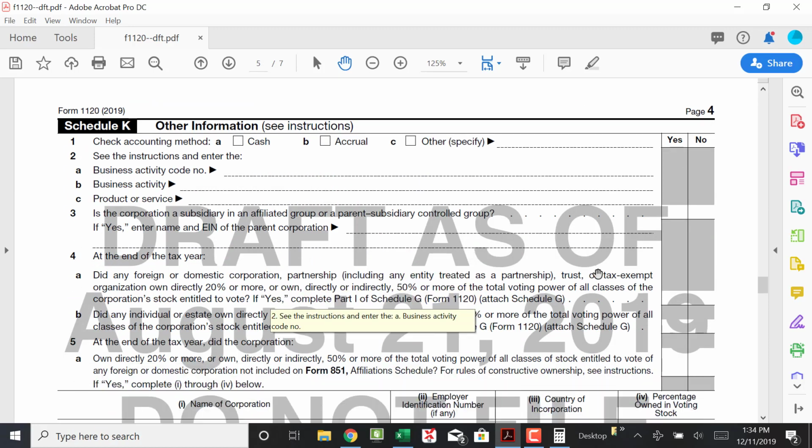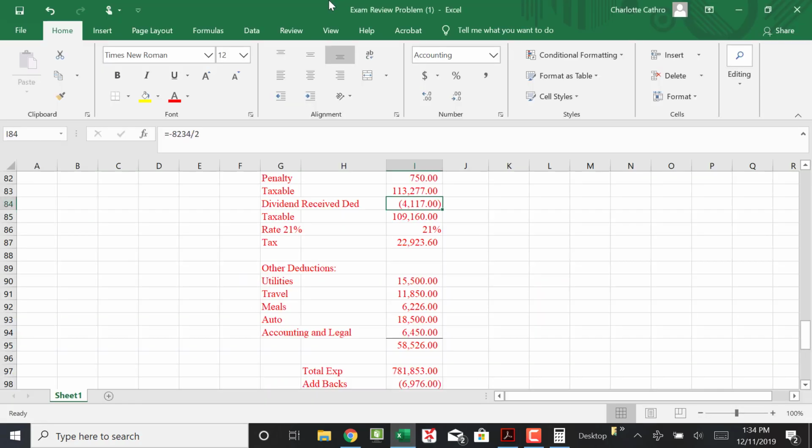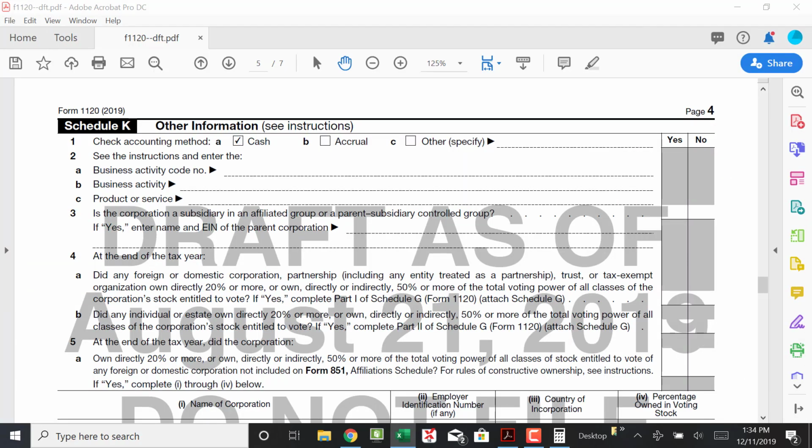Going to page 3, now I have some more information about this company, about what it does and how it calculates its income. This is a cash basis account. We could have told that from the financial statements as well because there was no accounts receivable or accounts payable. So they are cash basis. We're going to fill out their business activity code. Okay. Their business activity code 541611. Their business activity was consulting, and that is services.